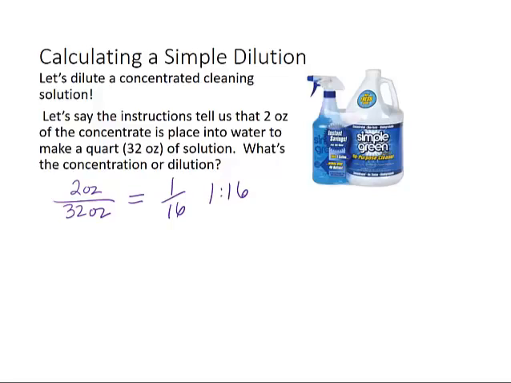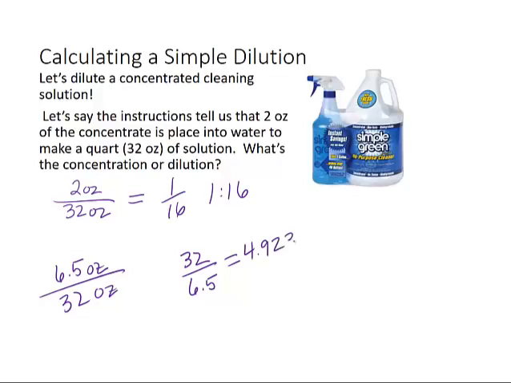Now what if you can't do it in your head? What if it's some goofy number like 6.5 ounces of concentrate to make 32 ounces of solution? What do? I could go through all the algebra steps to show you how this works, but the purpose of this video is to give you quick and easy ways of figuring these out. So all you're going to do is take the bottom number, 32, divide it by the top number, put that in your calculator, and you're going to get 4.923, and so on. It keeps going.